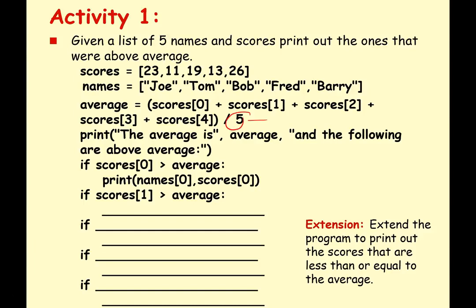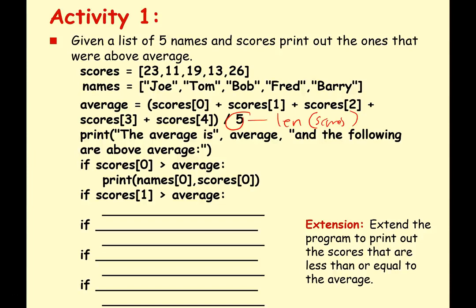If you wanted to, you could use the len function and say len and then scores. But that's pretty easy. We can count. There are 5 items in the list, 1, 2, 3, 4, 5. So we can just divide it by 5. But if you're not sure how big your list is going to be, you could use len scores, which of course just returns how many items are in your list.